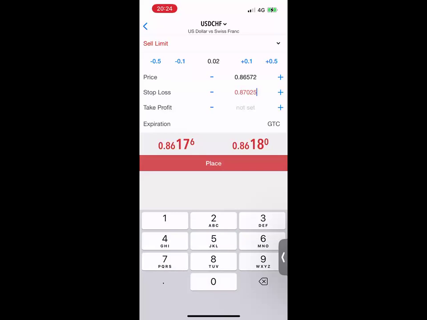Okay, then our TP1, our take profits, 0.85972.